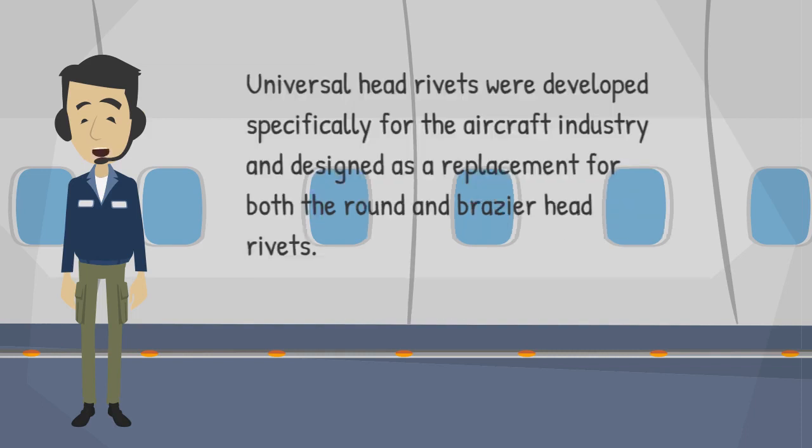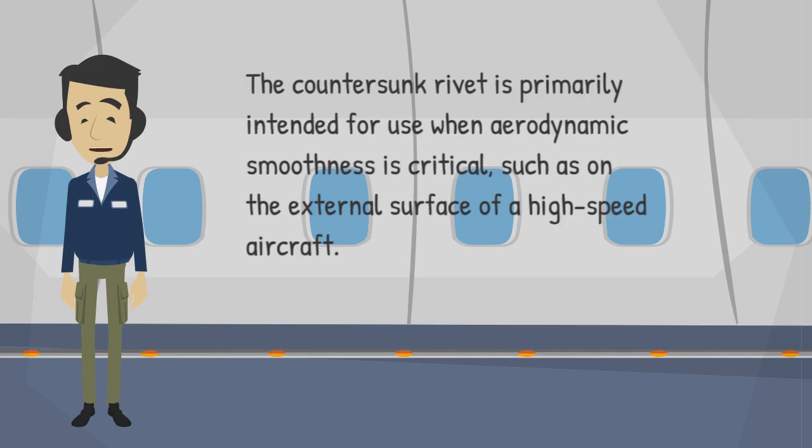Universal head rivets were developed specifically for the aircraft industry and designed as a replacement for both the round and brazier head rivets. The countersunk rivet is primarily intended for use when aerodynamic smoothness is critical, such as on the external surface of a high-speed aircraft.